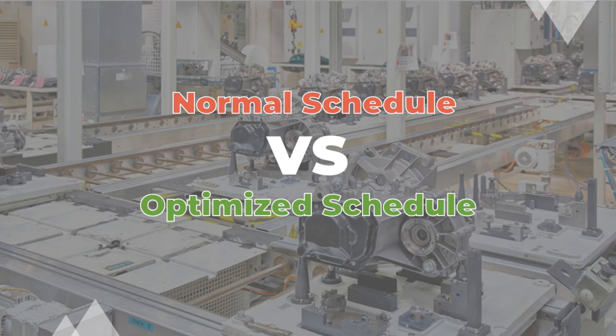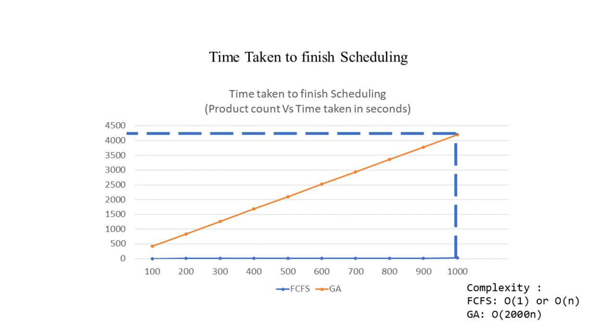So that's all for the front end. And now we will move to the comparison between normal first-come-first-serve schedule and genetic algorithm optimized schedule. Graph 1. GA schedule takes more time compared to the first-come-first-serve schedule, since it will generate multiple schedules and compare them with each other. So it will take around 1 hour to schedule 1,000 products. It is good enough for 200 products, where it only takes around 15 minutes to complete the scheduling.